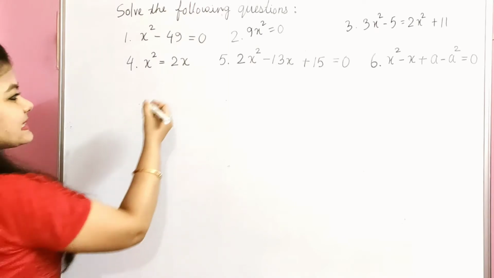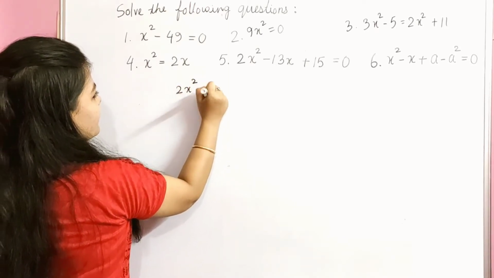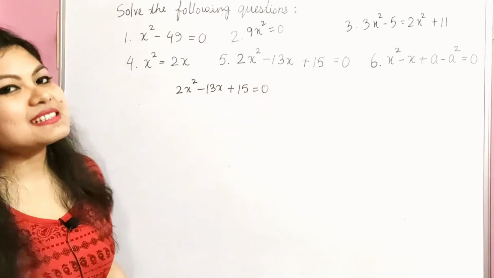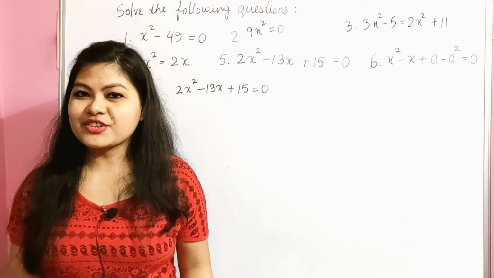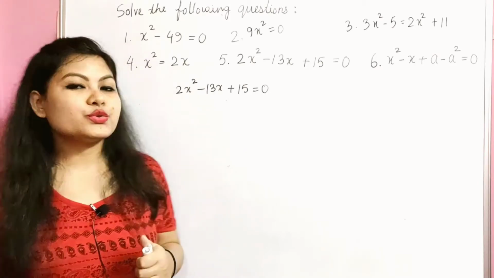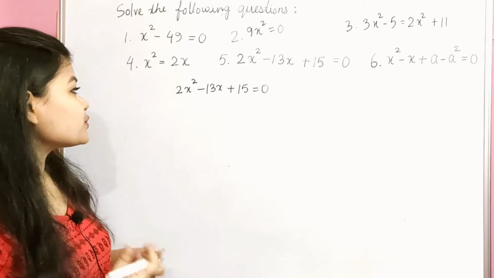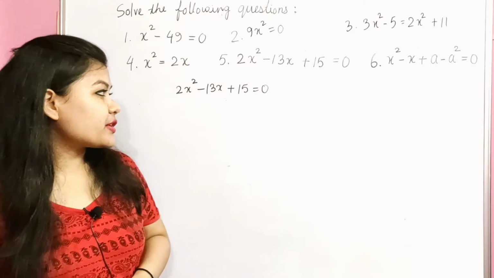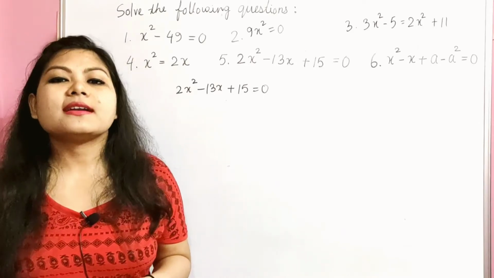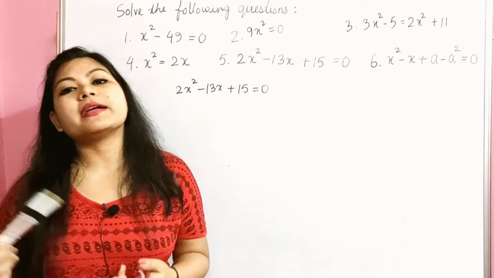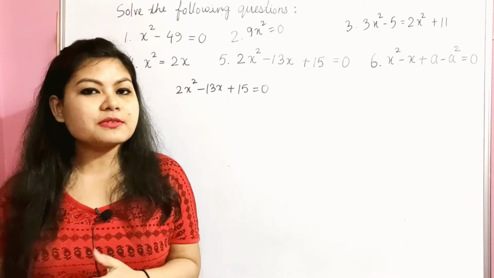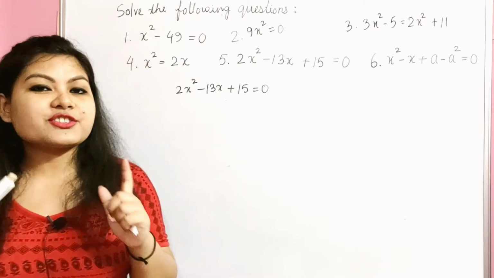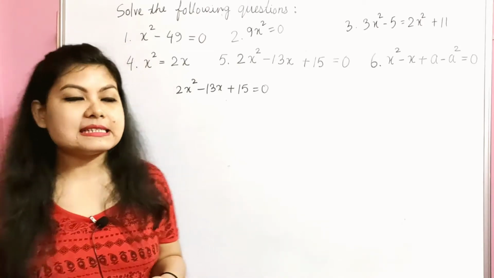The next question is: given that 2x square minus 13x plus 15 equal to 0. Now this is a proper quadratic equation. Here we need some proper formula. So I am going to solve this question by the factorization method. There are also other methods, which will be used in the next videos. So for now, I am using the factorization method, which I have already discussed.